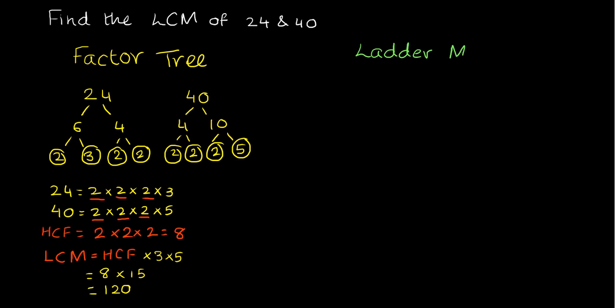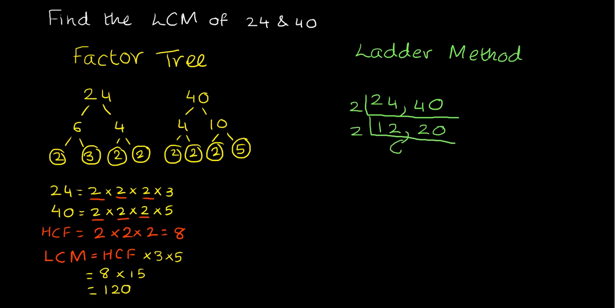Right, ladder method. Just taking a while to write this down. Okay, so we got 24 and 40. So we start off in the same way like before. Right, anything that goes into 24, 40, 2 goes into both of them. So I'm going to divide them by 2. 12 and 20. 2 again. 6 and 10. 2 again. 3 and 5.